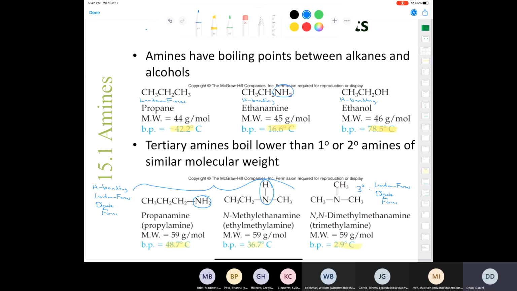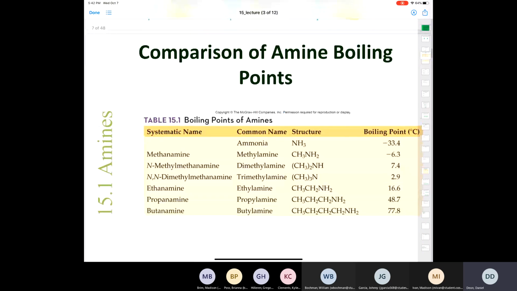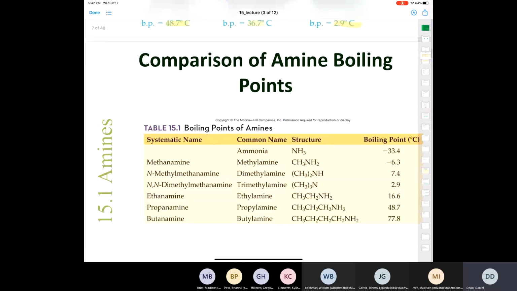Give me a thumbs up if you just followed me thus far on physical properties and the structure and molecular geometries of amines. Good, I'll take that. Okay, good. Awesome, excellent. Well, let's keep going, and we're going to get into another comparison of boiling points.